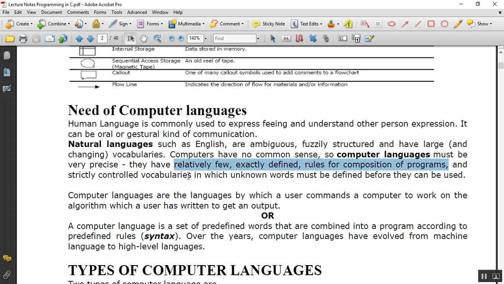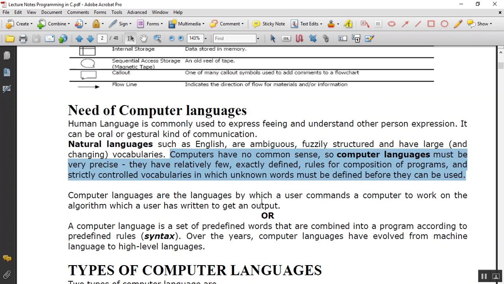Because it has got only a few rules for writing programs and a fixed set of vocabulary, a fixed set of words which you need to understand. And if you are going to use a word which is not understood by or not available in a computer language, then you should define it. You should define it before using it. Understood? This is why we can say that computer languages are easy to learn, understand and write programs.